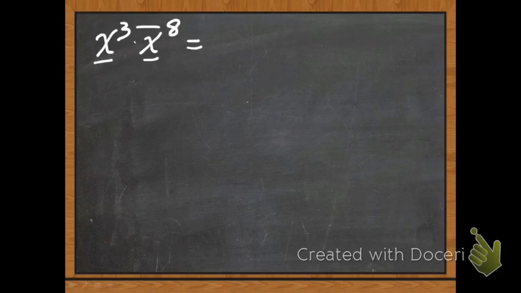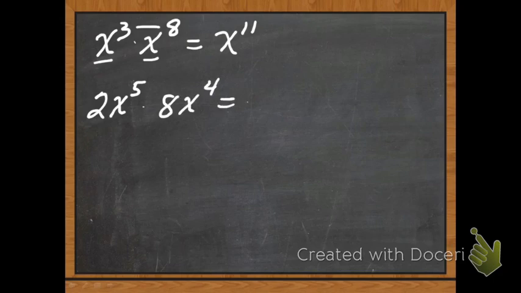All right, looking at some examples. Let's start off with some basic ones, x cubed times x to the 8th. Here I have the same bases, so we'll add these exponents. That's going to give me an x to the 11th. 2x to the 5th times 8x to the 4th. Don't let the extra numbers throw you off. You can multiply those together, so that's going to give me 16. And then when I multiply those together, I add the exponents, so that's going to give me 16x to the 9th power.